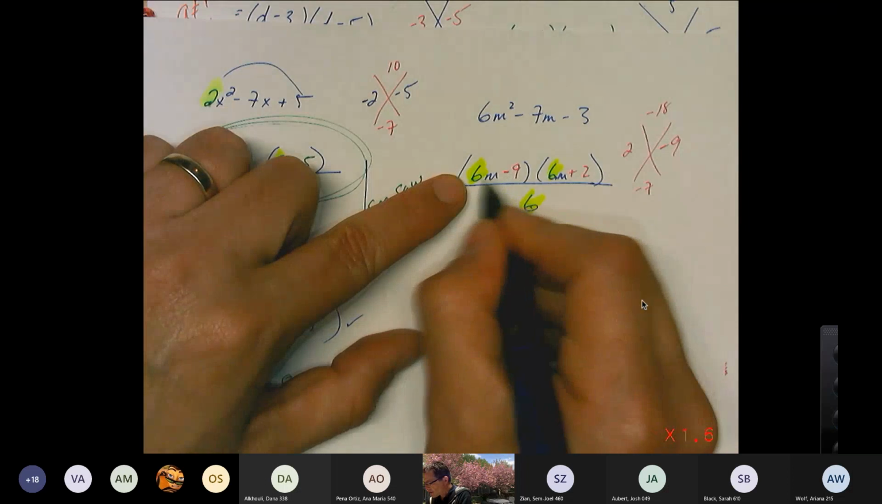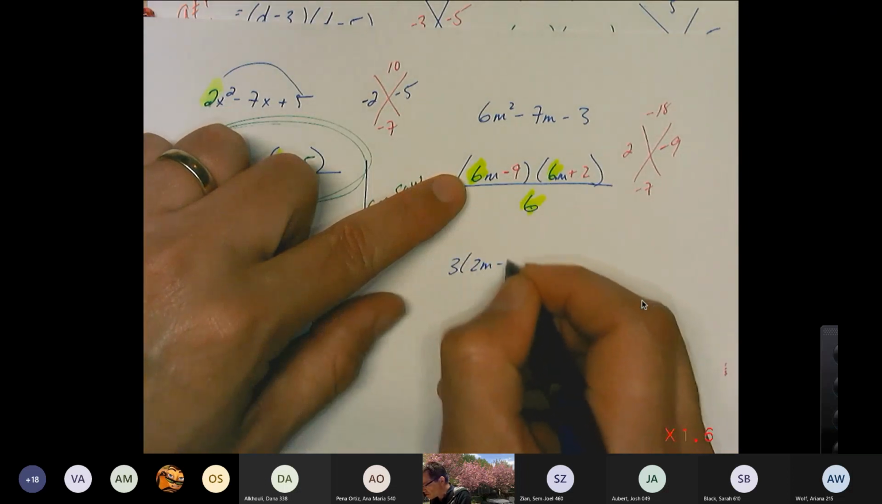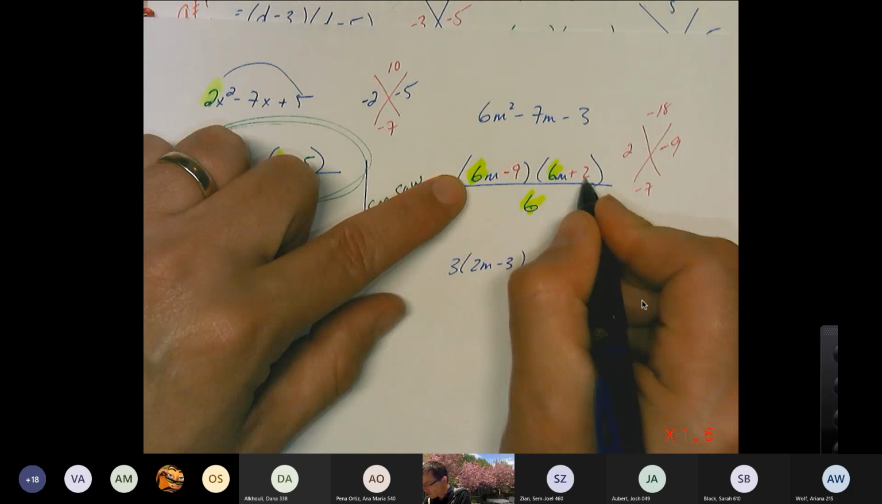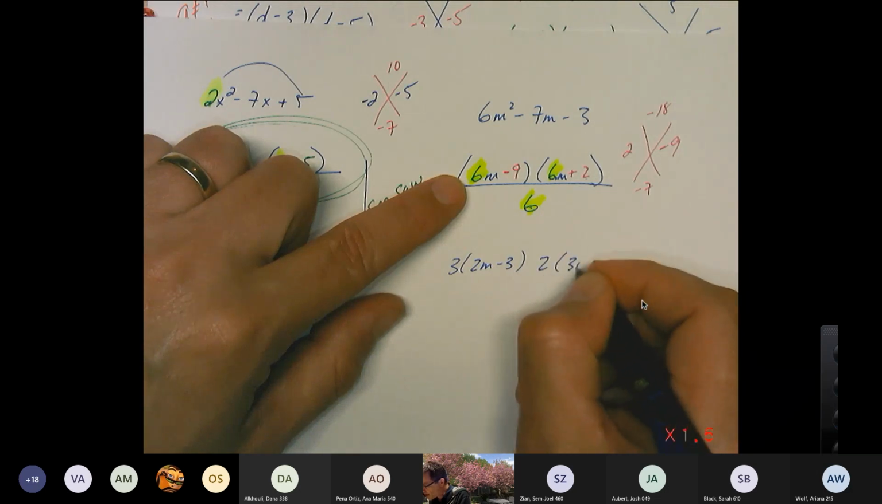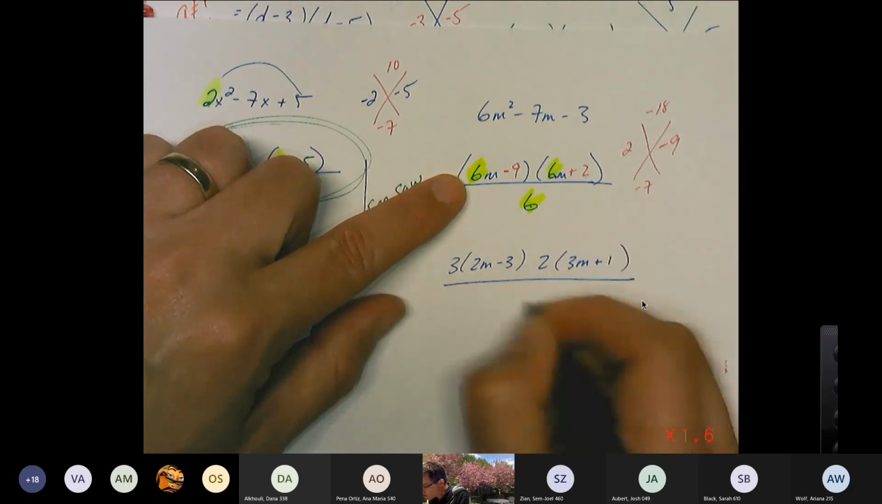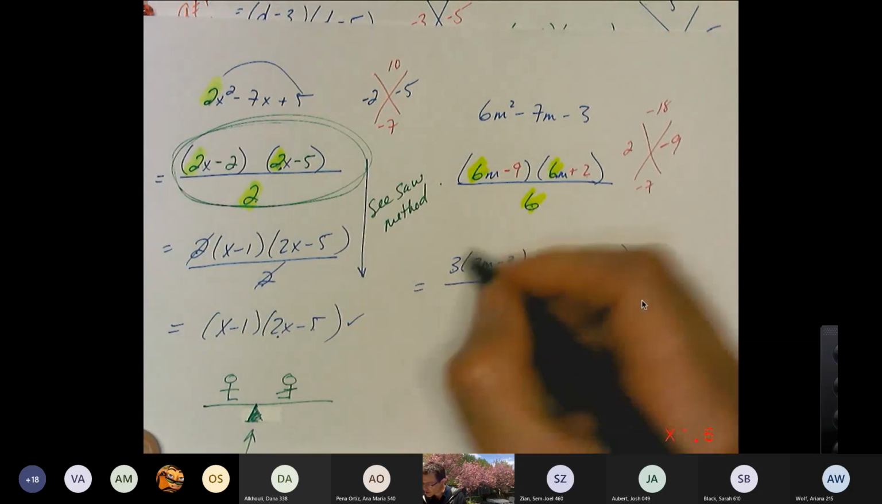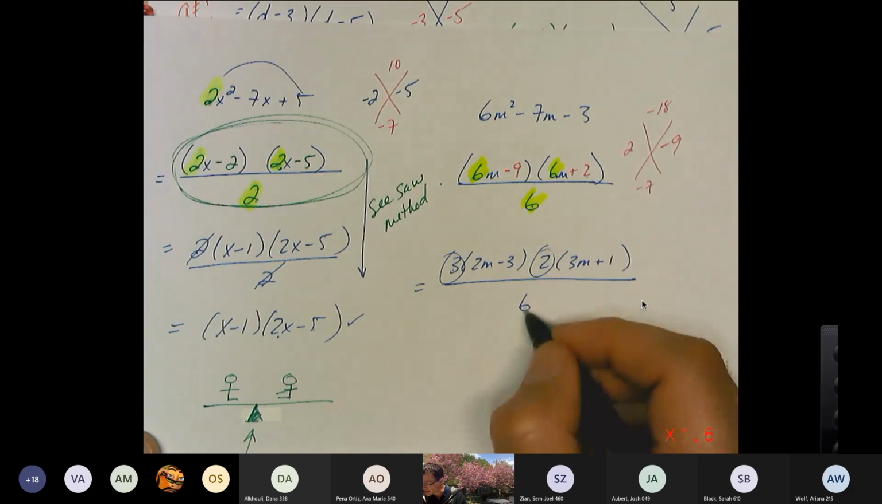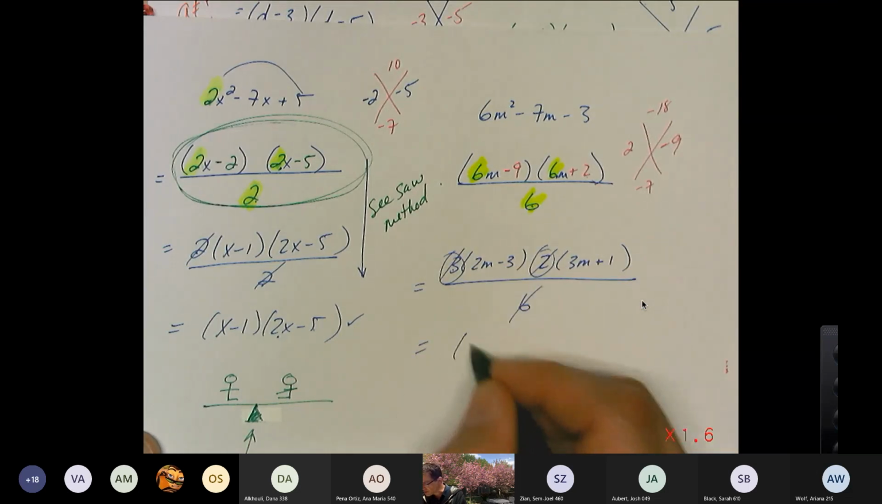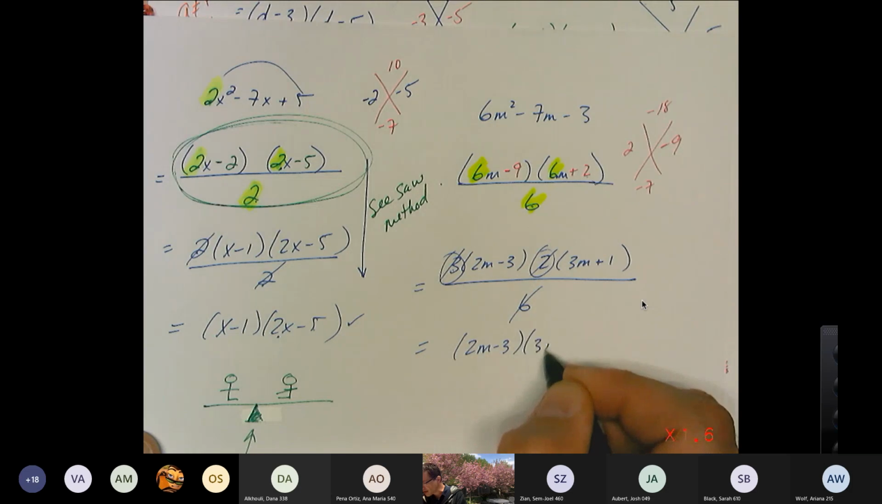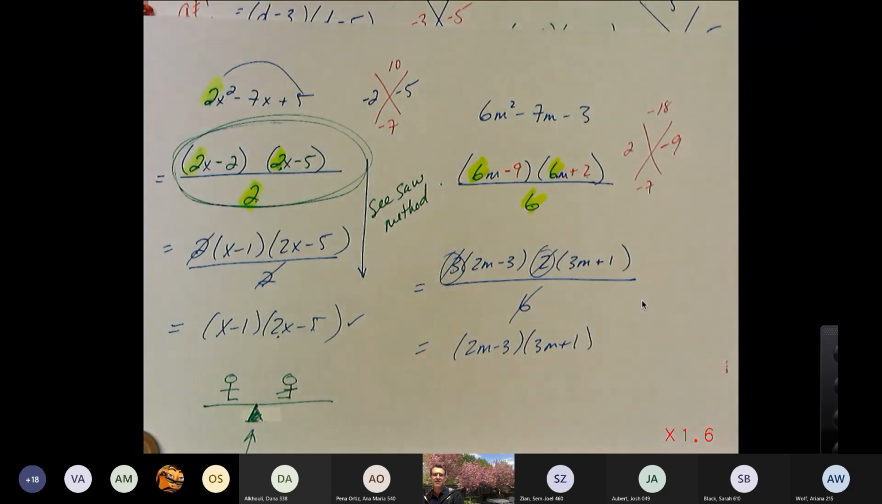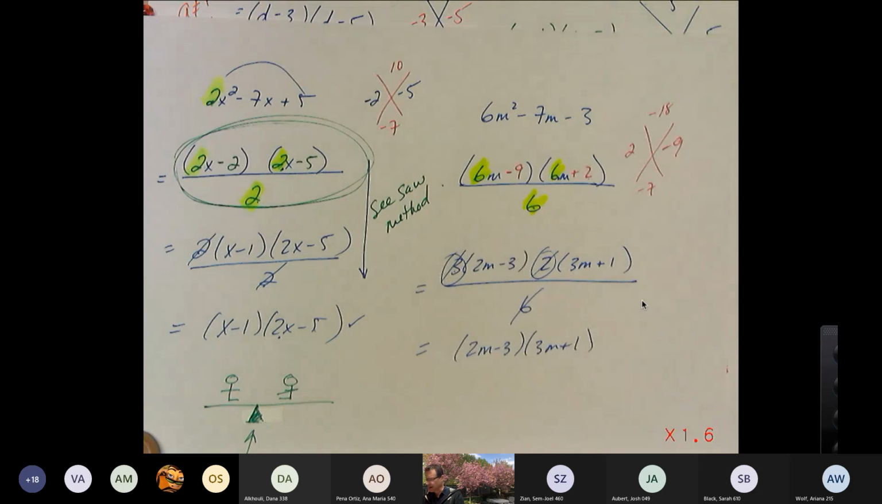Common factor. I'm going to common factor a 3 out, which is 2m minus 3. I'm going to common factor a 2 out, which is 3m plus 1, all over top of 6. Well, 3 times 2, the order of multiplication doesn't matter. 3 times 2 is 6, divided by 6, leaves us with 2m minus 3, 3m plus 1. Let's see if it works. 2m times 3m is 6m squared. Positive 2m minus 9m is negative 7m. And negative 3, it works.